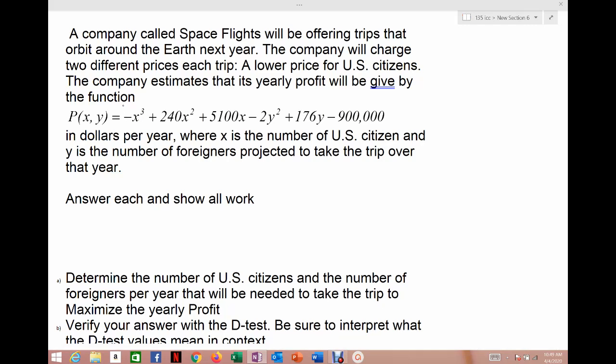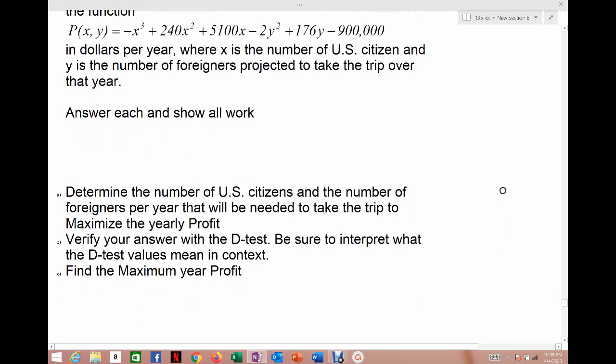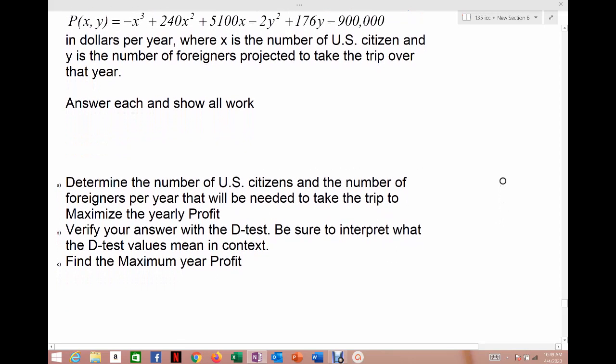Alright, so we've got a company. They're offering space flights, trips to orbit the Earth. The company will charge two different prices depending on if you're a U.S. citizen or a foreigner. Given by that equation in dollars per year, so this is the profit they estimate they'll get. Answer each question, show all work, determine the number of U.S. citizens, verify your answer. So again, basically just go through the same process we did before. Find your critical value, test to see if the critical value gives your optimum value, and so on.